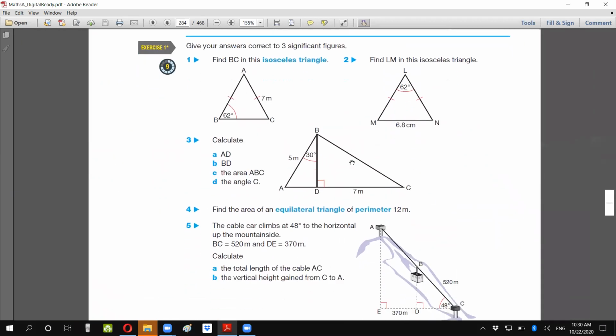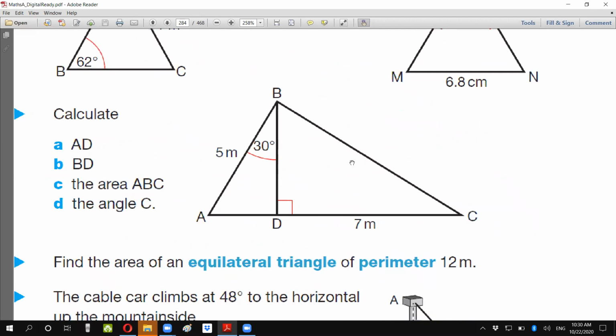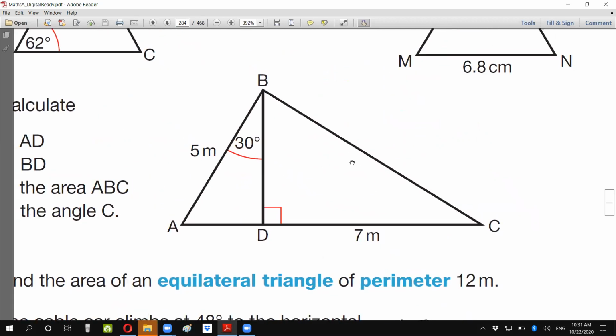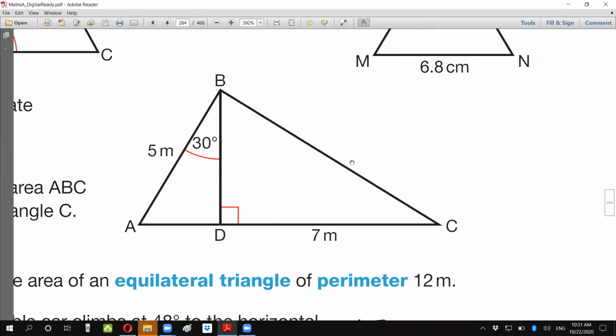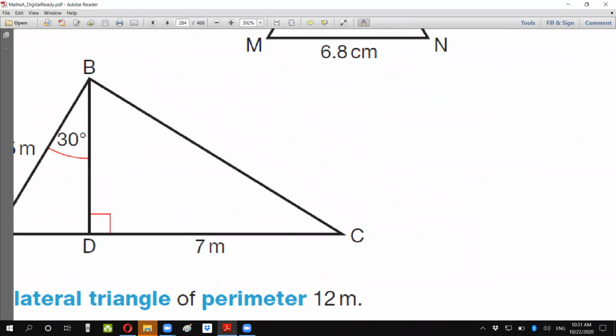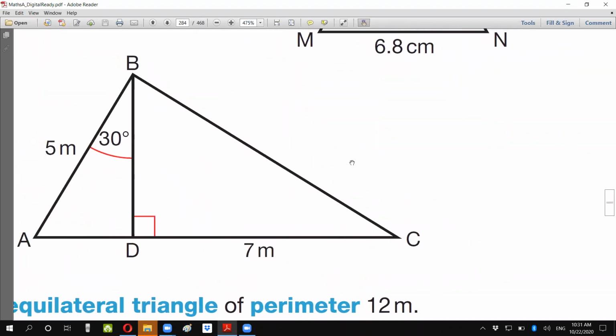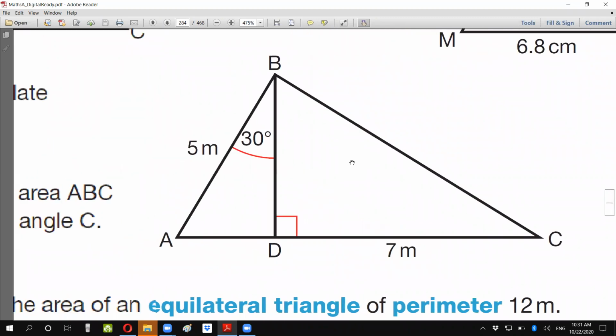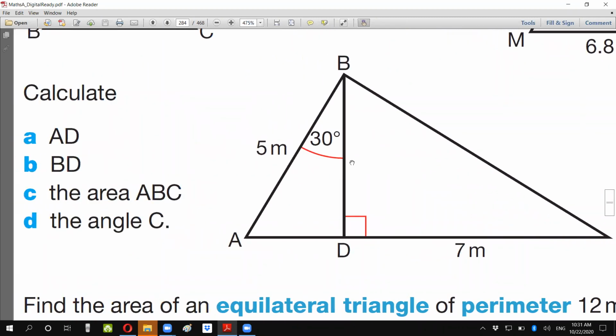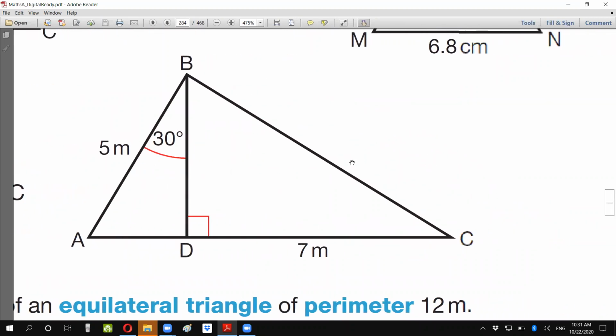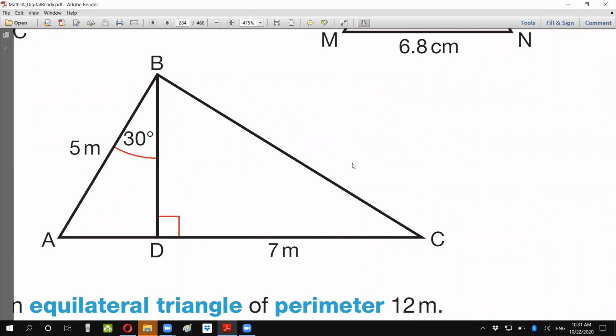Let us take number 3. At number 3, he is asking you to find AD and BD, the area and the angle C. I want AD and BD, the missing sides here, and angle C. I will name the missing ones X, Y, and Z. I want X, I want Y, and I want angle theta. This is the missing at your problem.